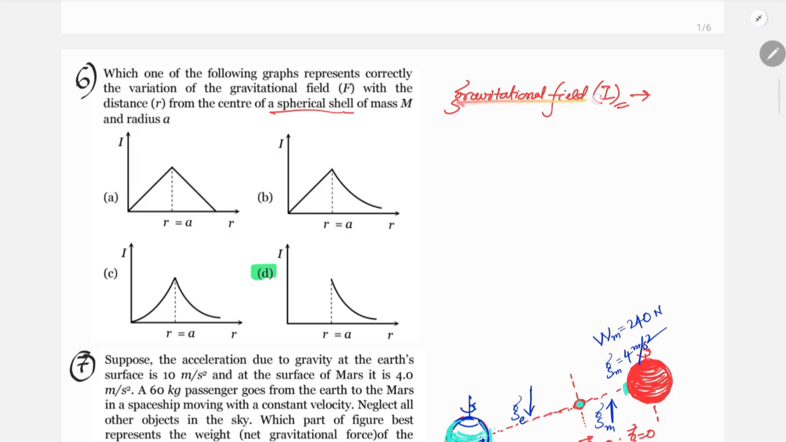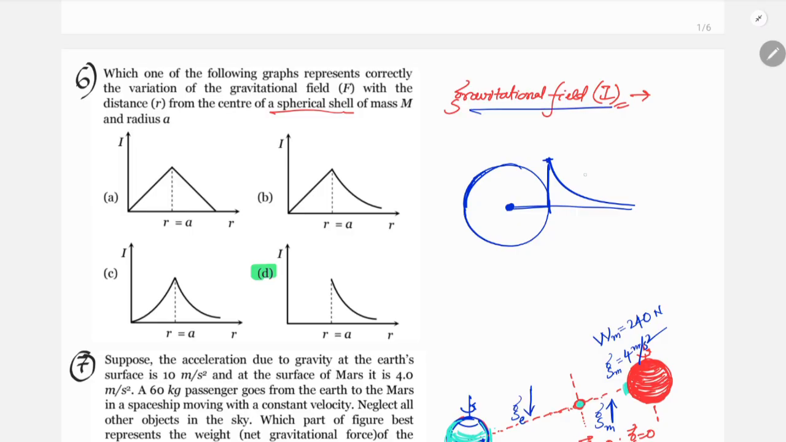Next, question number 6. Question number 6 is a graph related to gravitational field intensity. For a spherical shell, if you take a spherical shell, derivations also, once go through the notes or the textbook, you can get. That is the reason inside the field intensity is 0, but on the surface it is maximum. Then it is inversely proportional to r.